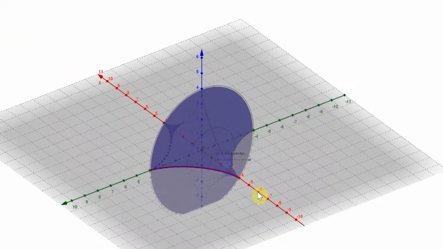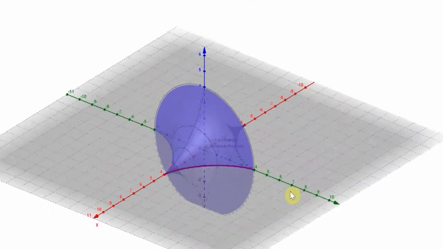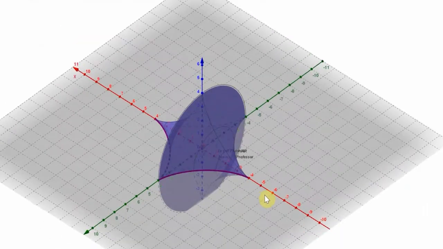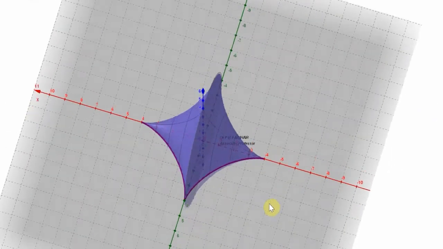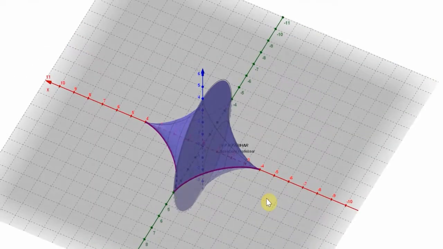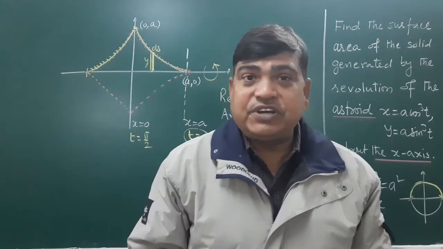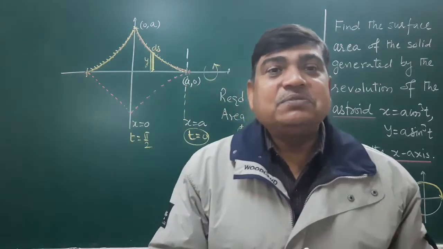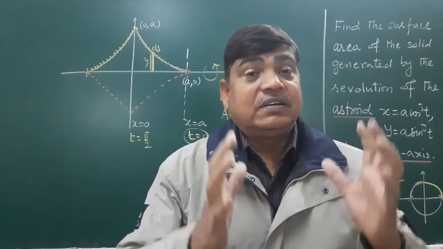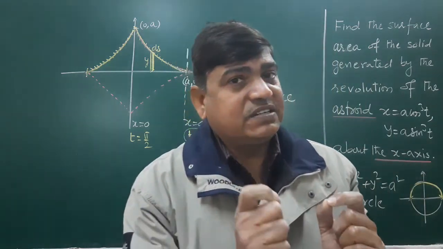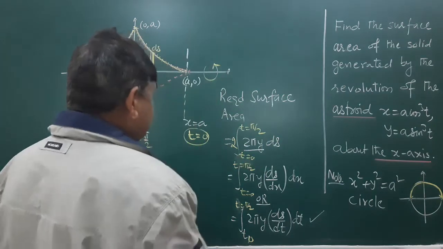So this is the complete view you can see. एस्ट्रॉयड को हम जब रोटेट करवाते हैं एक्स एक्सिस के रेस्पेक्ट में तो ये सरफेस बनता है। ये जो बैंगनी कलर का जो भी बना है उसका हमें सरफेस एरिया कैलकुलेट करना है। So now consider the mathematical part of this one. Thank you. So I hope you have enjoyed. This is the way to express the 3D view of the surface of revolution. Now we consider its mathematical part. Okay, so come to the point.